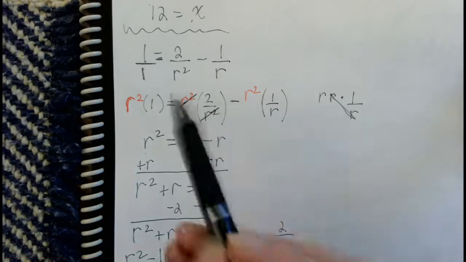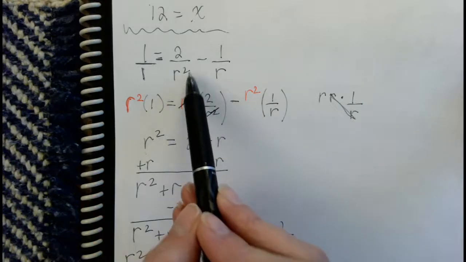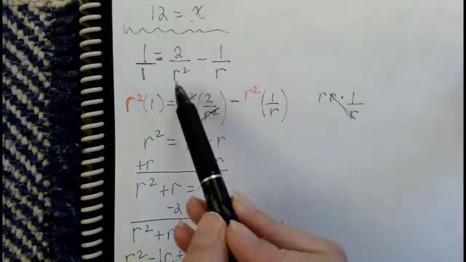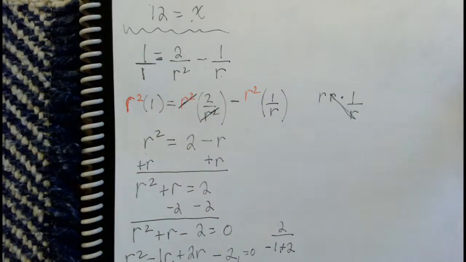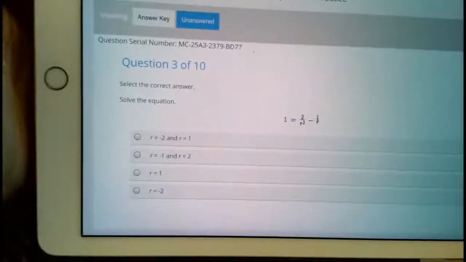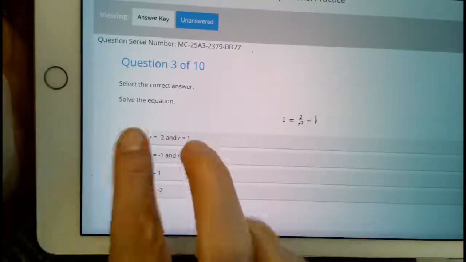Our other choice was negative 2. Negative 2 squared. Negative 2 times negative 2 is 4, not 0. Negative 2 in here. Both our answers of 1 and negative 2 are solutions to the problem, which is 1, negative 2.